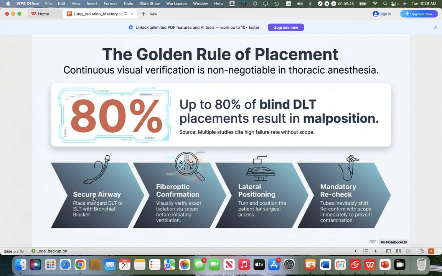So first we secure the airway, placing a standard double lumen or single lumen tube with a bronchial blocker. Fiber optic confirmation: we make sure the tube is in a proper position, which is very important with the bronchial blocker. When we change the position of the patient to the lateral position, again we check our tube. Mandatory recheck of the tube. Invariably reconfirm with the scope immediately to prevent contamination.